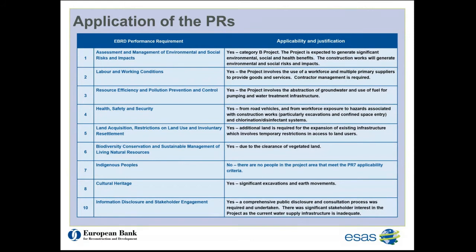PR6 applies: biodiversity conservation and sustainable management of living natural resources. PR6 applies due to the requirement for the project to clear land which is currently vegetated. Now, PR7 Indigenous peoples, well, that doesn't apply because there are no people in the project area that meet the PR7 applicability criteria.